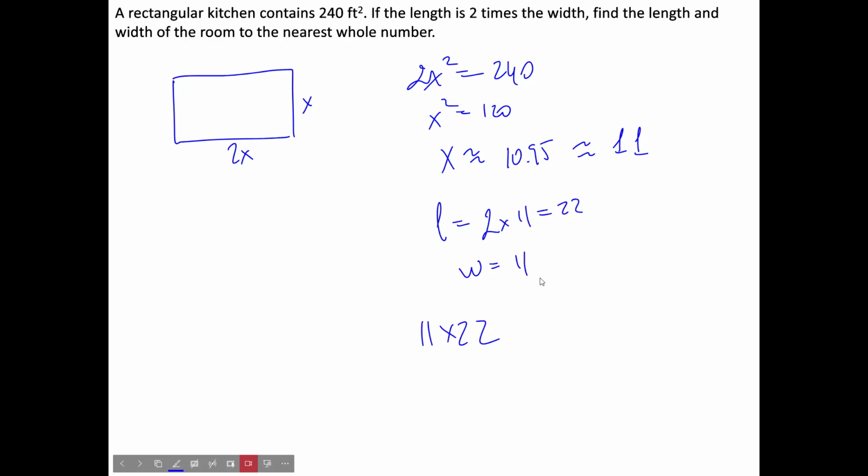Could have done two solutions, but anyway, it's the positive one. Well, the negative is the other solution, a negative solution. Well, we're talking about length and width, right? So it just doesn't apply. Got it.